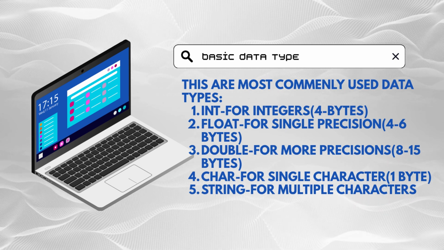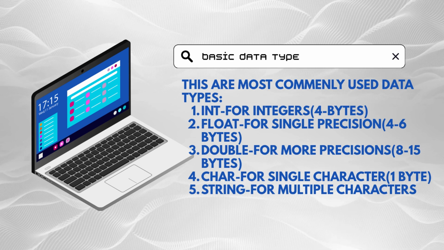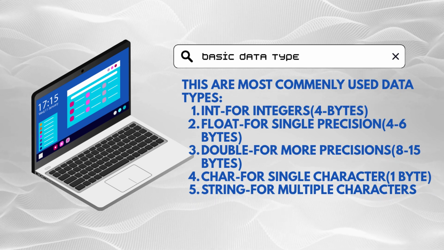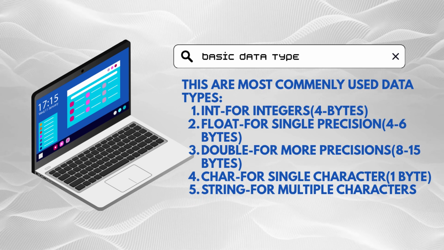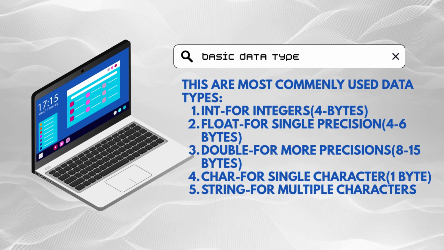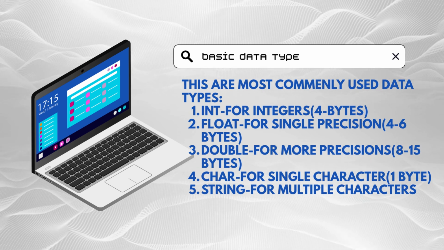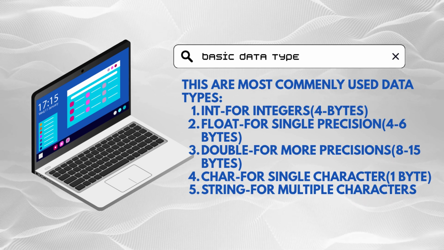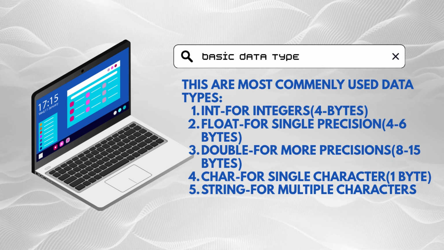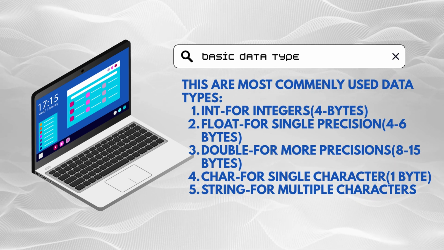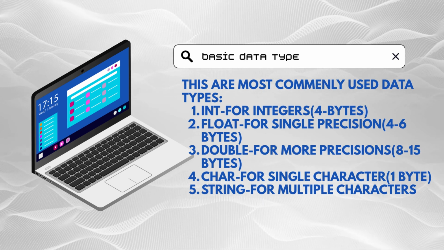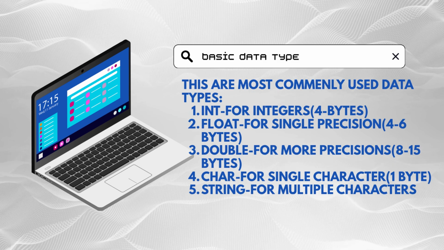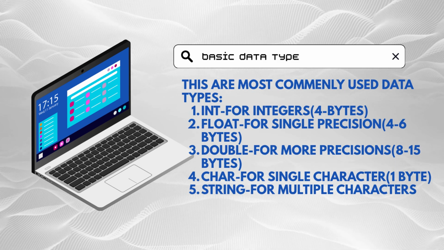Float is for a decimal number with single precision. Single precision means a limited number of digits after the decimal point. It takes 4 to 6 bytes of memory. Double is for more precision of a decimal number, and it takes 8 to 15 bytes of memory. For a character, we use a single character as 1 byte. String is for multiple characters.